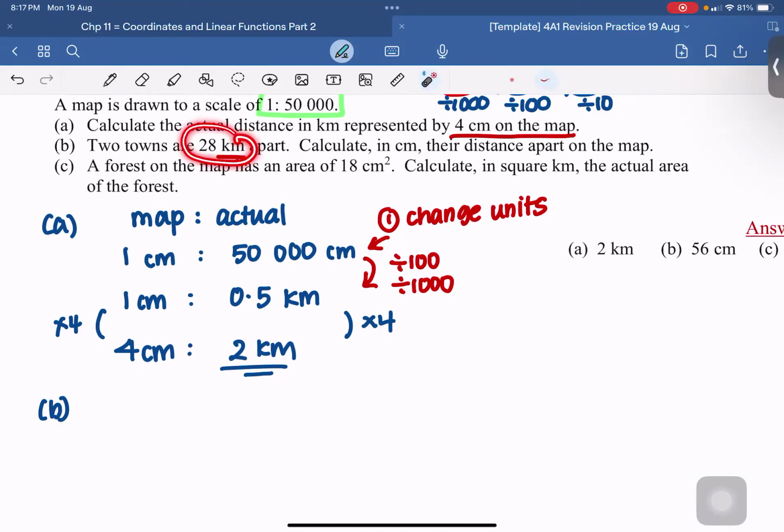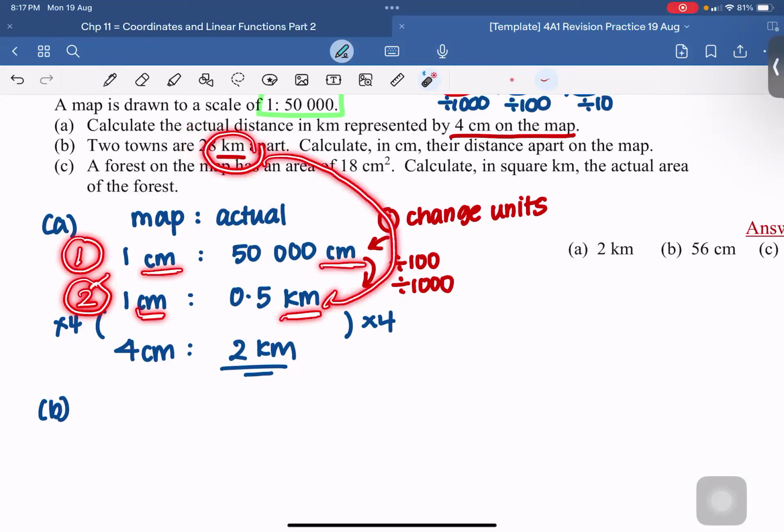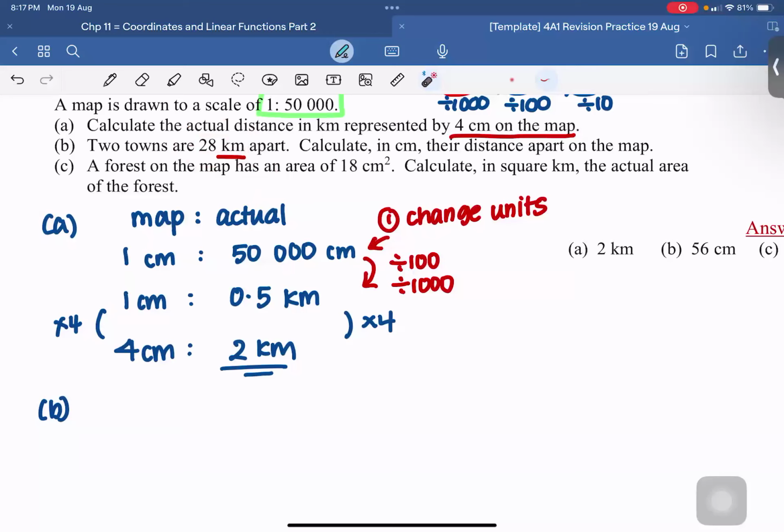Okay, so this is how we read clues. If not, we don't know which number is for which one. Now, the next thing, since I want it in kilometer, there are two types of ratio to use. One is cm to cm. This is number one. Another one is cm to kilometer. This is number two. Which one should I use? I noticed that this is kilometer, so I should choose scale ratio number 2. Okay, so map is to my actual. I'll use the second one.